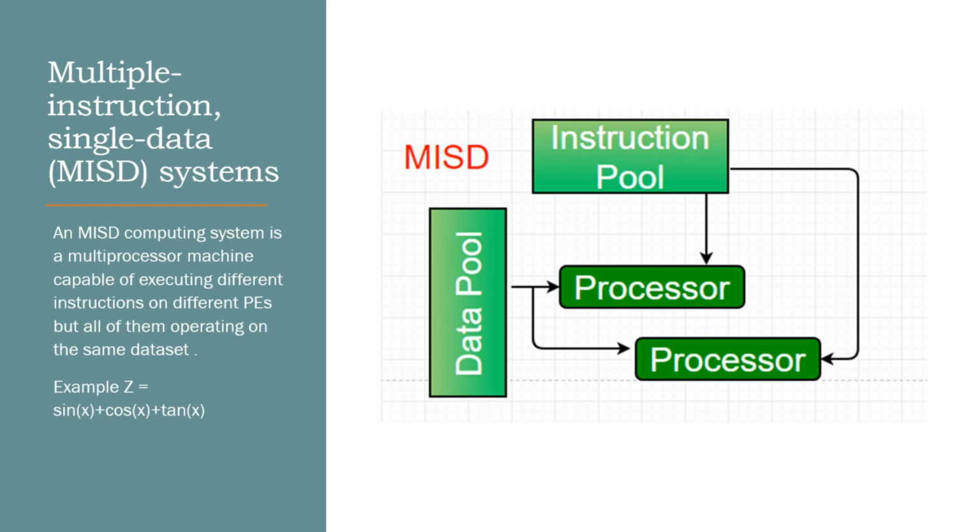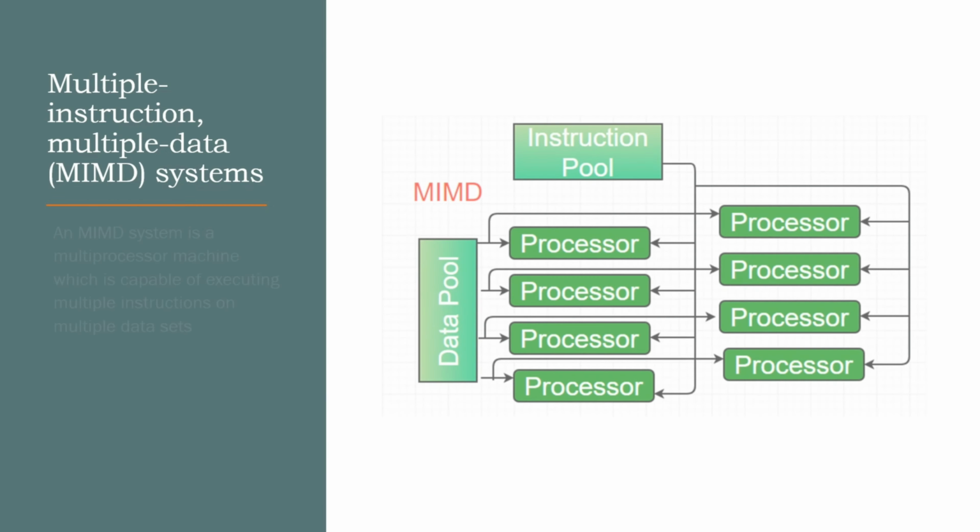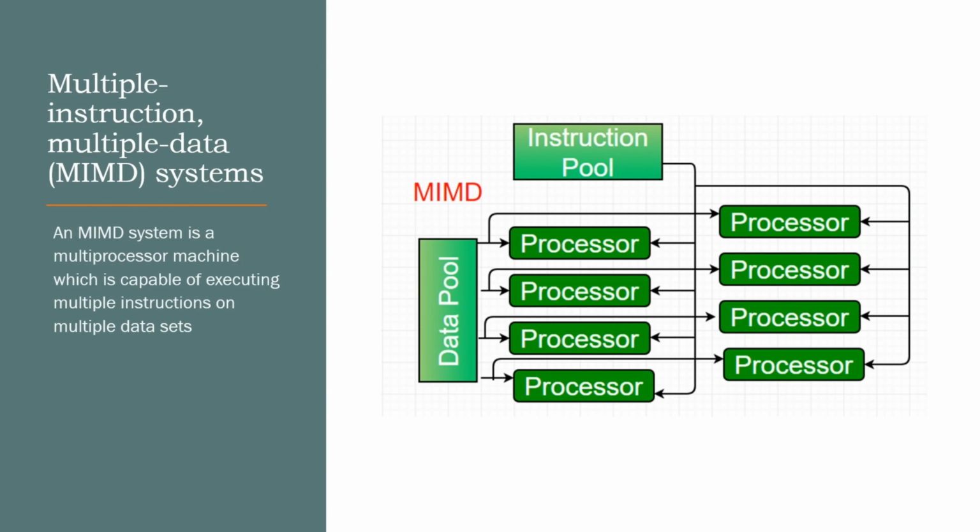Now, this brings us to MIMD. What is MIMD? MIMD means multiple instructions, multiple data. As the name suggests, here we have an instruction pool, a data pool, and multiple processor units. All these multiple processors take different instructions and work on different data all at the same time. This means you can process a lot of data and a lot of instructions at the same time.